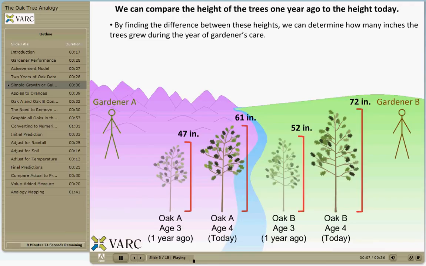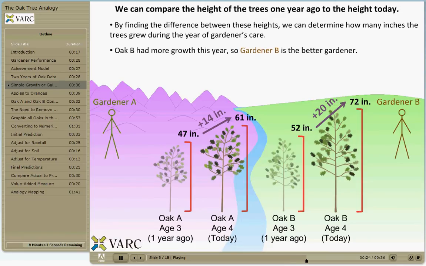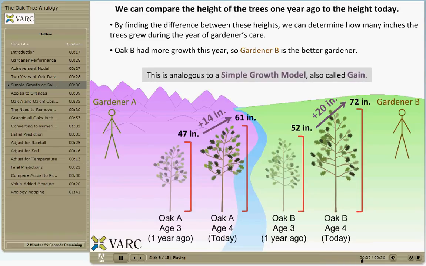By finding the difference between these heights, we can determine how many inches the trees grew during the year of gardener's care. By using this method, gardener A's tree grew 14 inches, while gardener B's tree grew 20 inches. Oak B had more growth this year, so gardener B is the better gardener. This is analogous to using a simple growth model, also called gain.